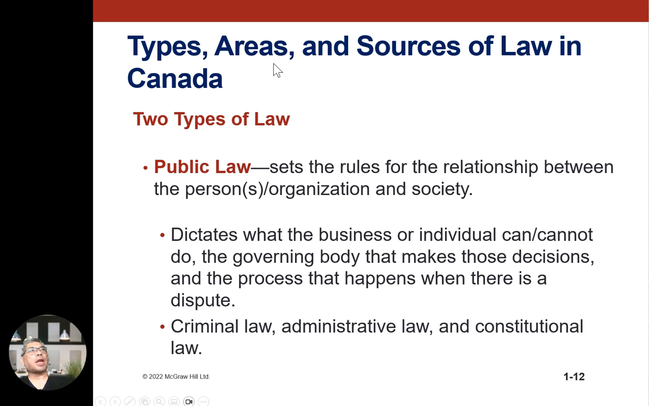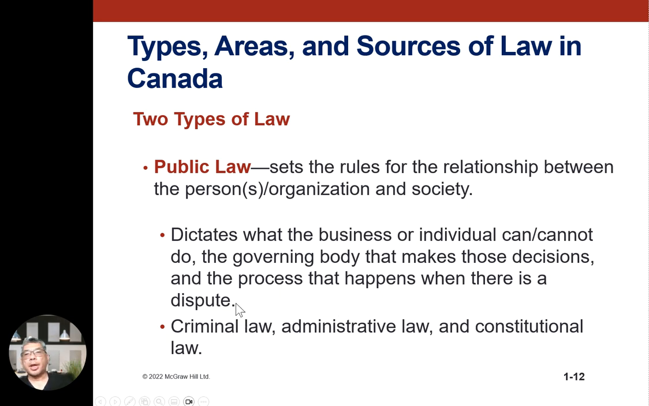There are types, areas, and sources of law in Canada. There are two types of law. The first one is called public law. It sets the rules and relationships between the person, organization, and society. It dictates what a business or an individual can and cannot do, the governing way that makes those decisions, and the process that happens when there's a dispute.